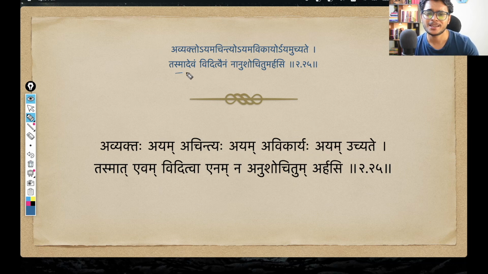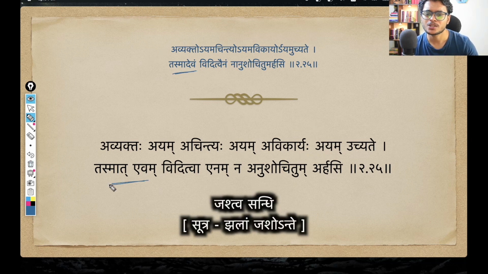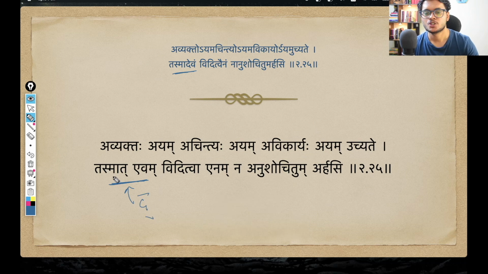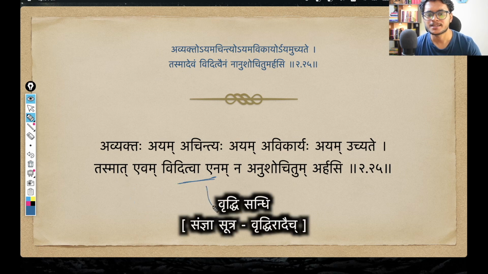And then in the second line, you can see there is a jashtva sandhi that is happening here. This ta is changing into the da, jashtva sandhi. So tasmat evam is changing into tasmad evam. Okay. And then we can also spot a vriddhi sandhi that is happening here. So viditva enam, this is viditvainam. So this is a vriddhi sandhi.